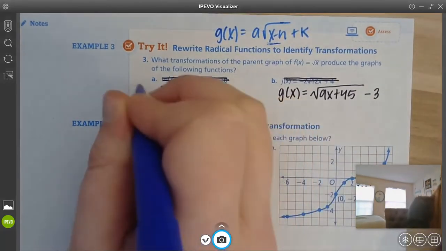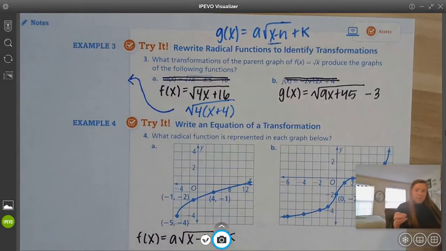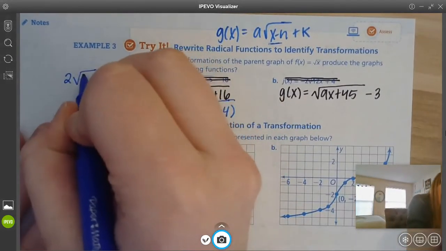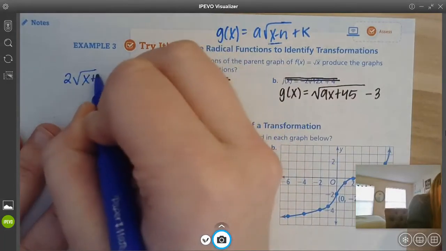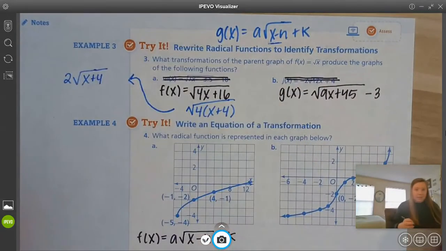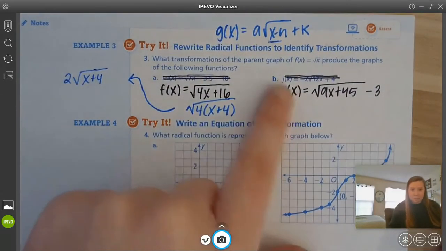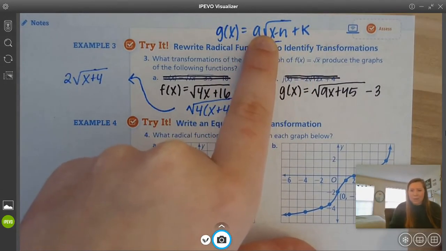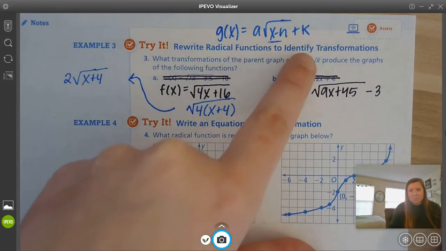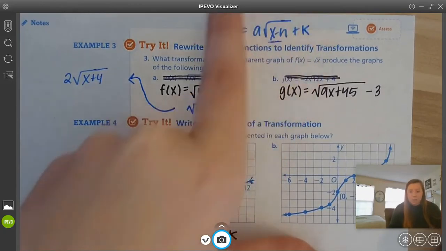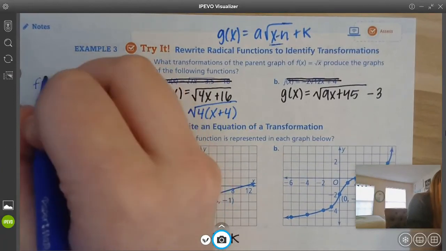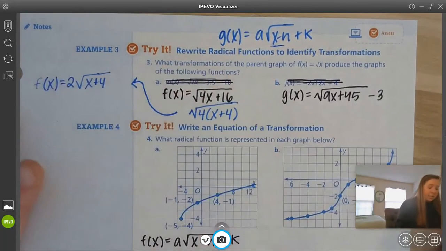I'm going to have to go over here and go backwards. So I can pull out a 2 in front of my radical, and I would be left with x plus 4 underneath of it. And now we're looking a little bit more like our formula, or our equation of a radical function. So now that we've got it in the correct form, let's go ahead and identify our transformations.